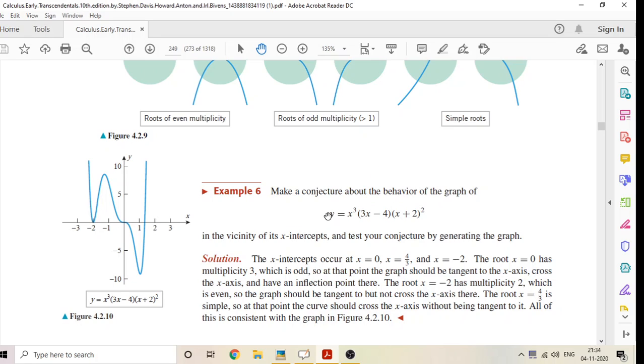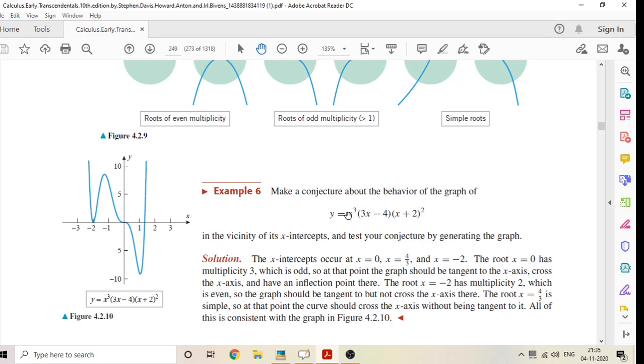Okay, so make a conjecture about the behavior of the graph of y equal to x cube (3x minus 4)(x plus 2) whole square in the vicinity of its x-intercepts, and test your conjecture by generating the graph. Okay, so the x-intercepts are the points where the graph crosses the x-axis. So substitute y equal to 0. When y is equal to 0, x will be equal to 0, 4/3 and minus 2. So the x-intercepts will be x equal to 0, 4/3 and minus 2.